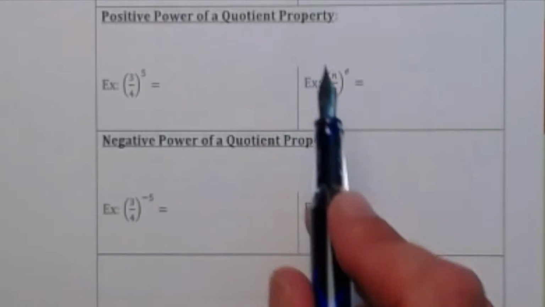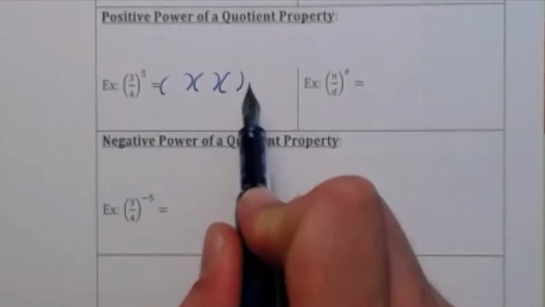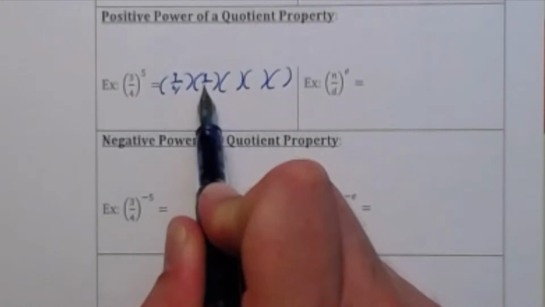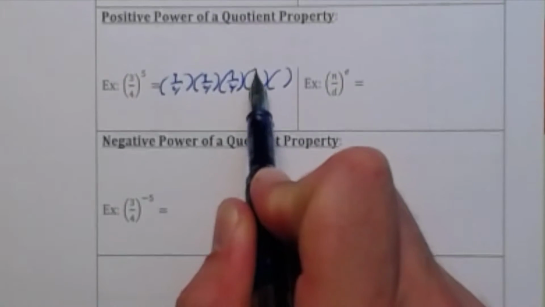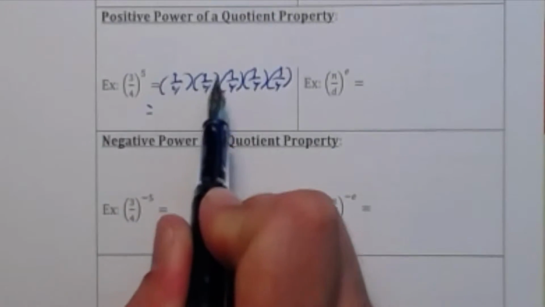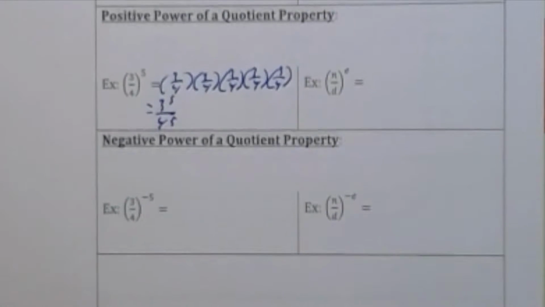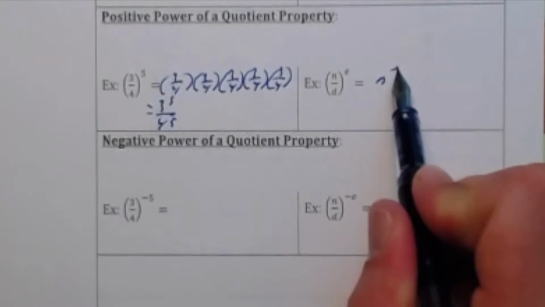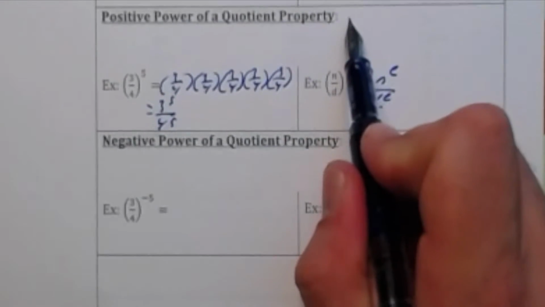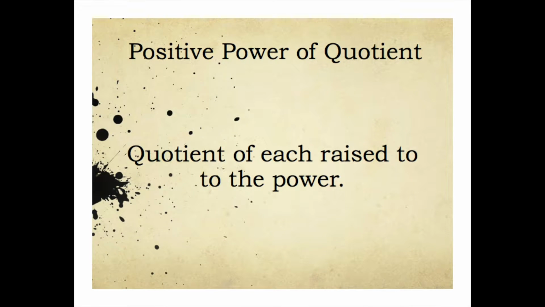3 over 4 raised to the 5th power is going to be the same as 3 over 4 times itself 5 times. I see that this is going to give me 5 3's on top and 5 4's on bottom, so I can simply write this as 3 to the 5th power over 4 to the 5th power. So in my letter example, the numerator over the denominator, or n over d, will give me n to the e over d to the e. So the positive power of quotient property says a quotient of each is raised to that power.